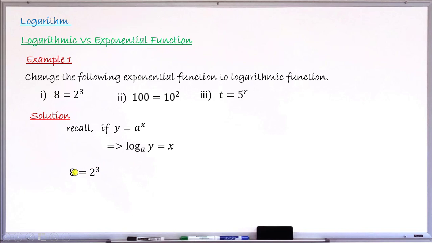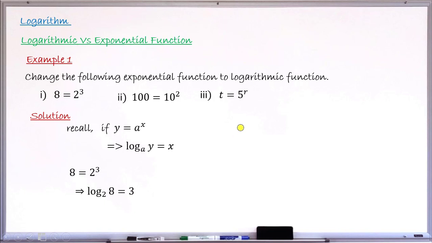So if you now have 8 equals 2 raised to the power of 3, you want to write it into logarithmic, you now have log to base 2 of this number 8 is now equal to this power 3. Let me just write it. So you have log to base 2 of 8 will now be equal to 3. And that equation is now done.